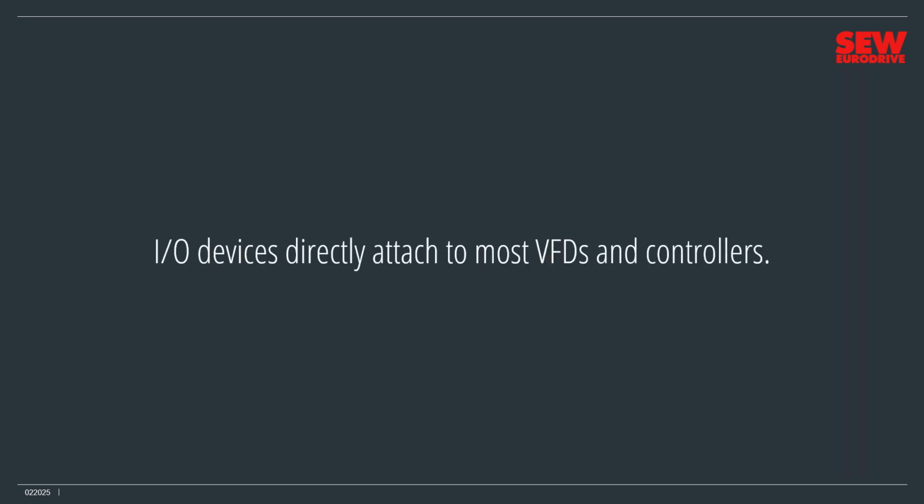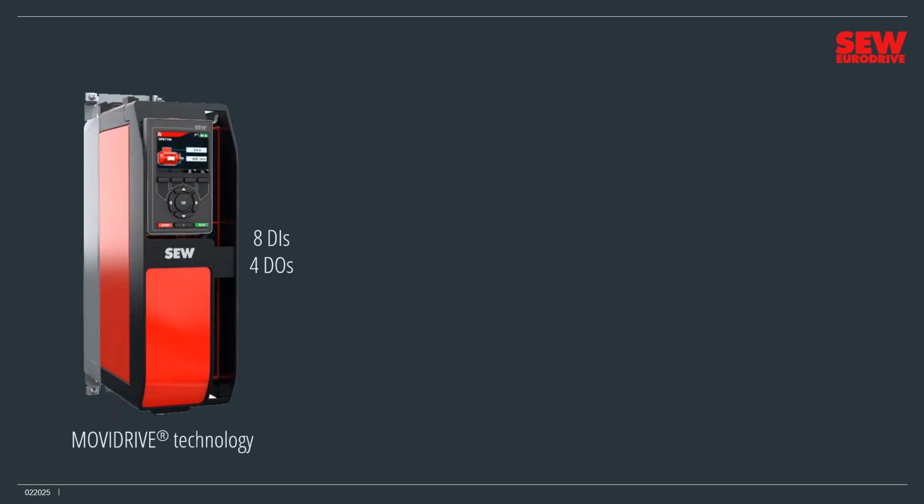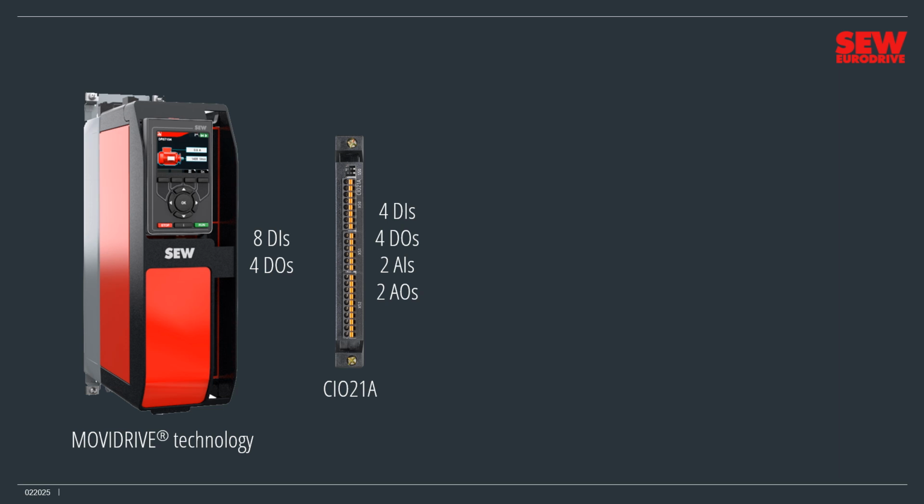I/O devices directly attach to most VFDs and controllers. For example, this MOVIDRIVE technology has 8 digital inputs, which we usually call DIs. It has 4 digital outputs, or DOs. If you install a CIO21A expansion card into it, you gain 4 more DIs, 4 more DOs, plus 2 analog inputs and 2 analog outputs.